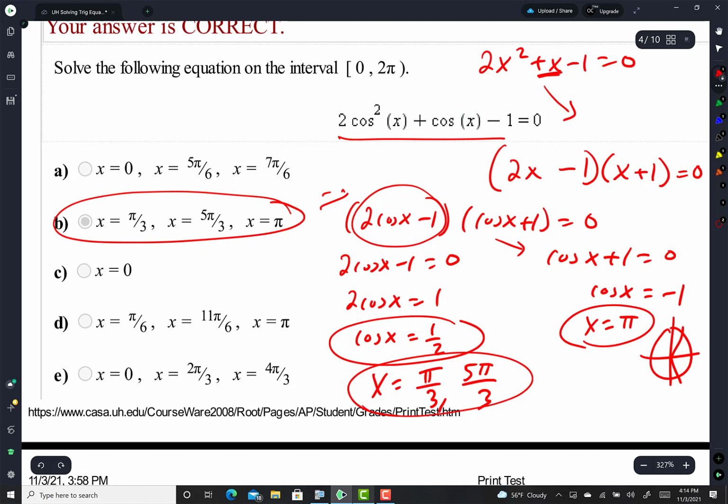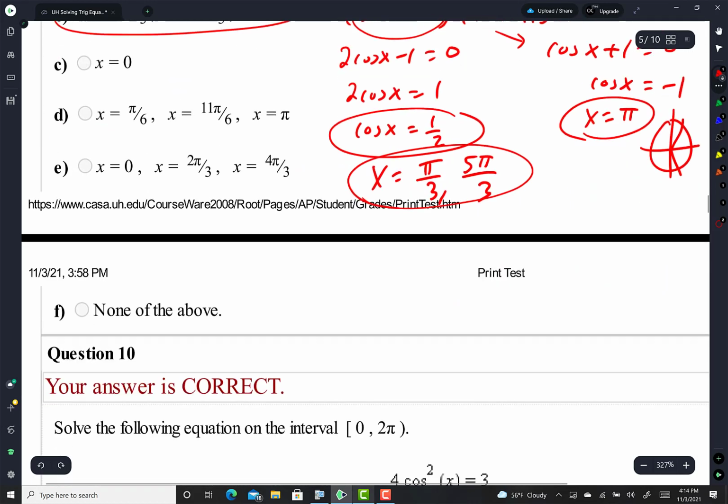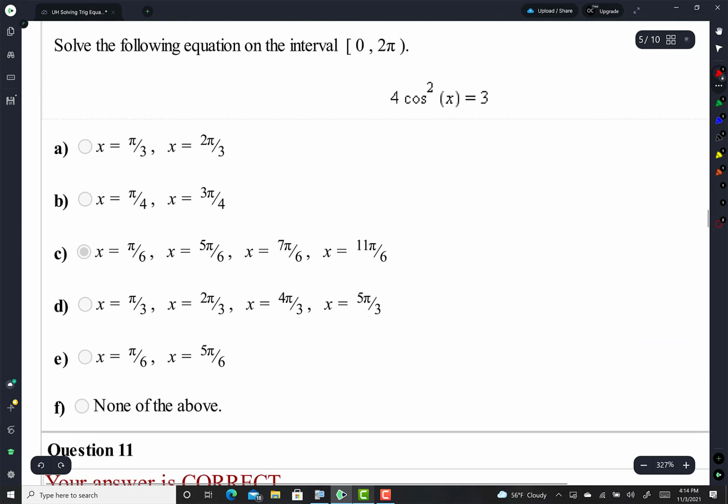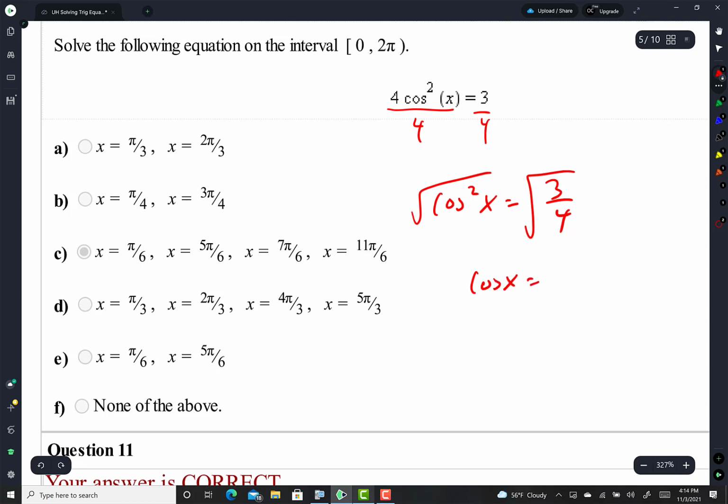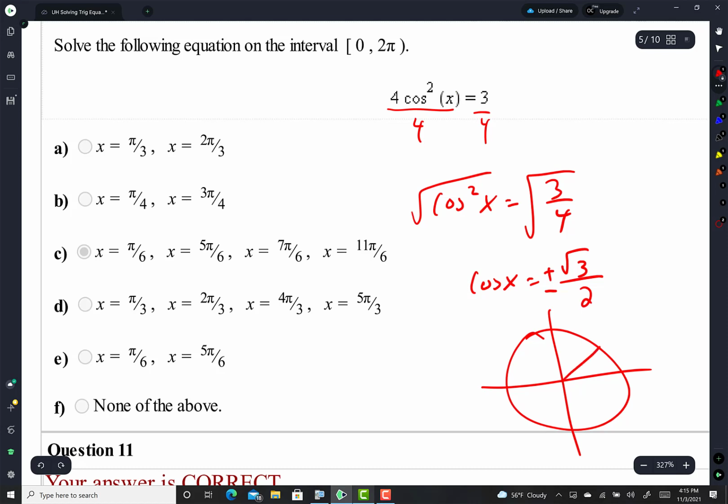Good job. I just did it really quick. Question 10. These are actually pretty simple, guys. Don't get intimidated by it. Divide by 4, divide by 4. Cosine squared x equals 3 over 4. Square root, square root. Cosine x equals plus minus the square root of 3, leave it like that, over the square root of 4, which is 2. See? On the unit circle, where is cosine plus minus square root of 3 over 2? Bam, bam, bam, bam. All the ones over 6: pi over 6, 5 pi over 6, 7 pi over 6, 11 pi over 6.